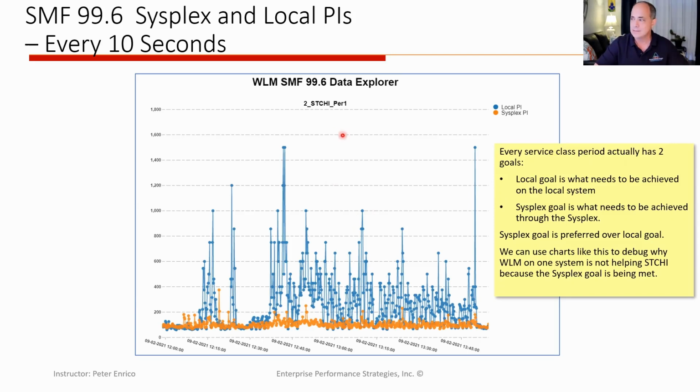By the way, the values here, the PIs, are scaled by a value of 100. So 200 means a PI of 2, basically. So you get the idea there. We get to see what the PI is, local versus Sysplex. In this particular case, I would certainly look to see why the work on this one system is suffering relative to other systems. What is causing this work not to get good PIs?